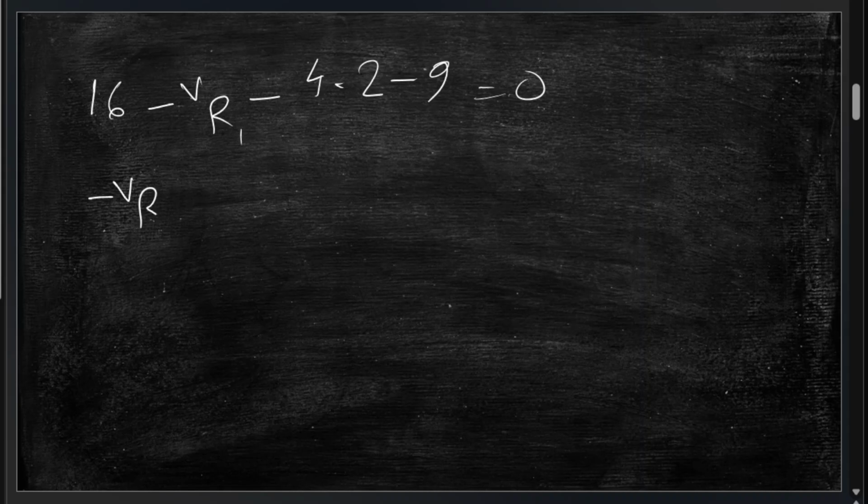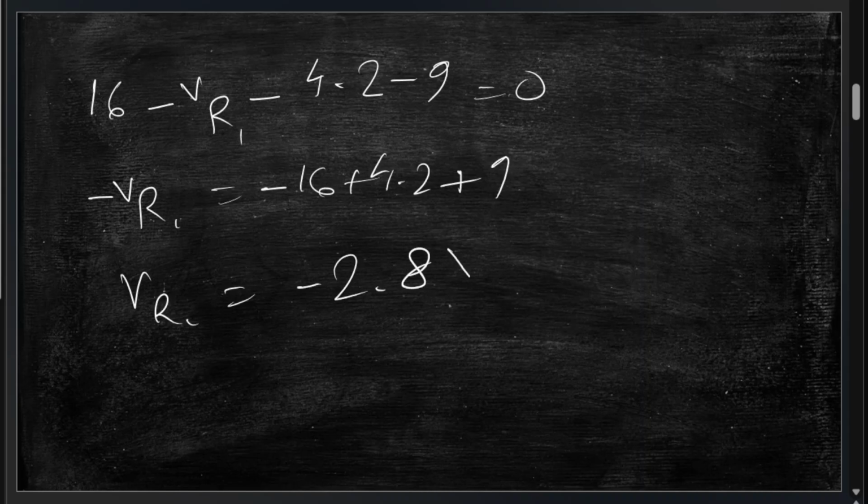And now we find VR1. So minus VR1 is equal to minus 16 plus 4.2 plus 9. So VR1 is equal to 16 minus 4.2 minus 9. That is 2.8 volts. So that's our answer for VR1. Now let's do another question.